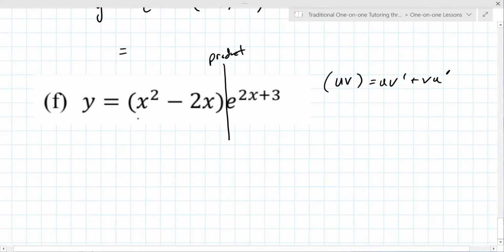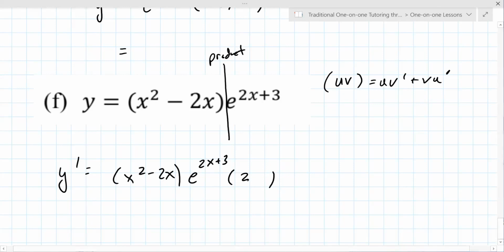Okay, so you generally keep the first, x squared minus 2x, but you have to multiply by the derivative of e to the 2x plus 3. And that's just it, right? It's itself times the chain rule. The derivative of e is itself, and then you have to take the derivative of 2x plus 3, which is 2. Okay. Plus.